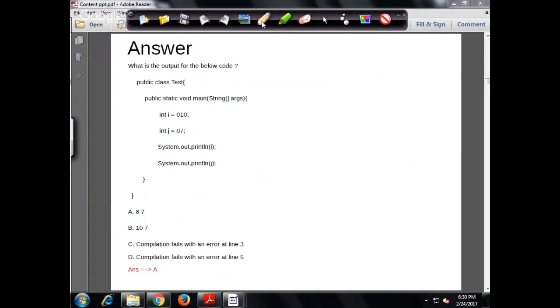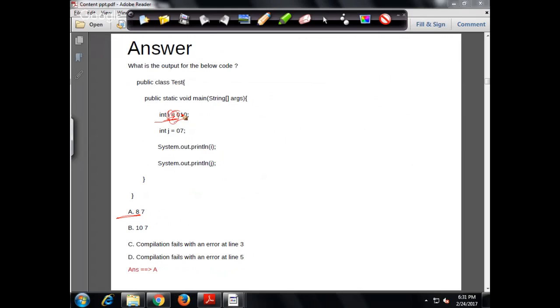Now let me give you an explanation why this is the answer. So as I told in the tip, when you put a zero in front of an integer literal, it is treated as an octal number. So now this 010 is not a decimal number 10, it is actually an octal number with a base 8. So if you convert, I hope you already know the conversion between one number base to another number base. So let's suppose we have a binary base, which is a base 2.